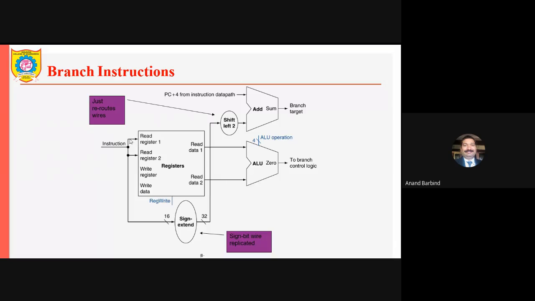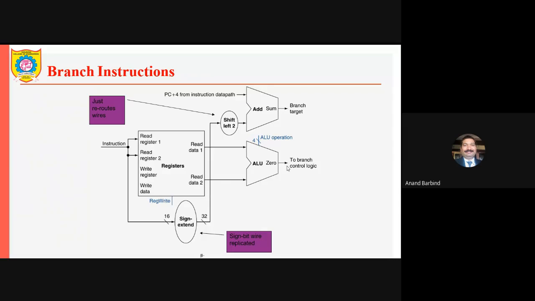So the instruction tells which register 1 is to be read and which is the read register 2, so that the output of the first register will come out at read data 1, and the output of the second register selected by this will come out at read data 2. So the ALU will compare the contents of these two registers, or these two numbers. Basically it will perform the subtract operation and check whether the result is 0 or not.